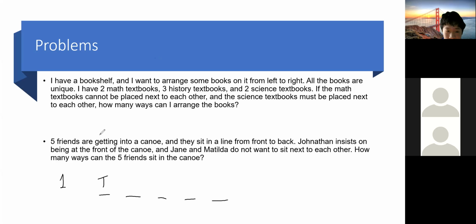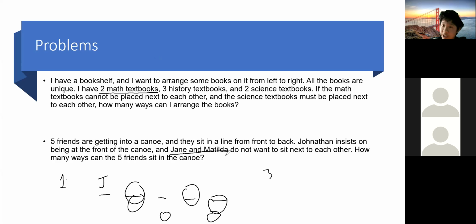Only one choice for that, right? Only one position that Jonathan can be in. So now Jen and Matilda do not want to sit next to each other. So this is just like the math textbooks we talked about earlier. They don't want to be next to each other. So we're going to reserve spots for Jen and Matilda. We got to reserve them. Okay, we're going to say these are the spots that they can sit in. Okay, so we can have this pair, or this pair, right? Otherwise, they're going to be next to each other.